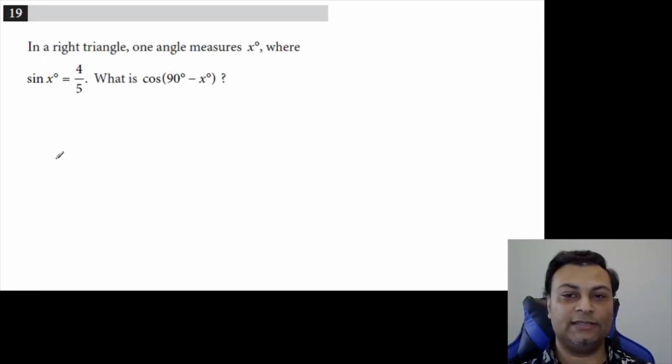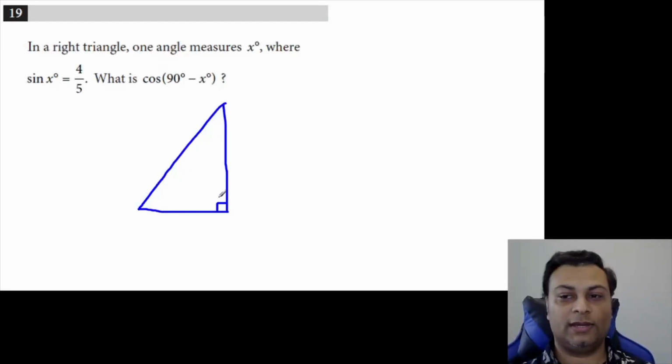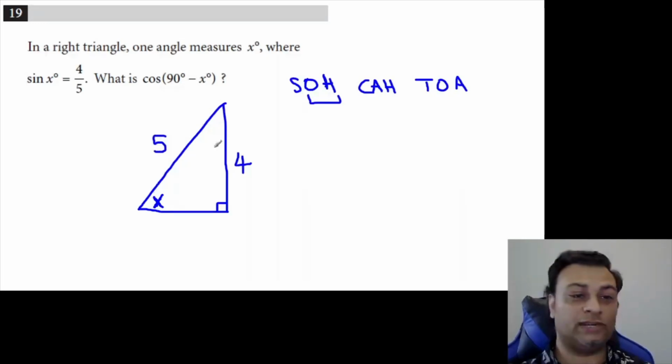Moving on to number 19. In a right triangle, one angle measures x and sine x is 4/5. What's cosine of 90 minus x? If you're given a right triangle, let's draw a right triangle. And one of the angles is x. Okay. Well, sine of x is 4/5. So sine is, let's recall what sine stands for. It's opposite over hypotenuse. Cosine is adjacent over hypotenuse, and tangent is opposite over adjacent. But we have opposite over hypotenuse. Okay. 4/5. So this is 4 to 5. The ratio of these sides are 4 to 5.